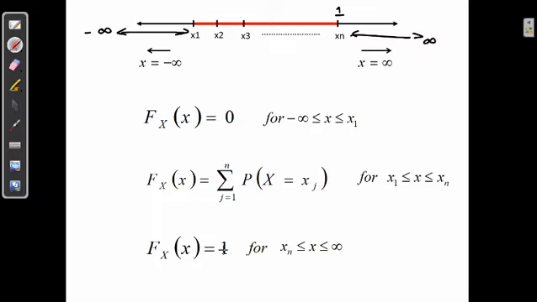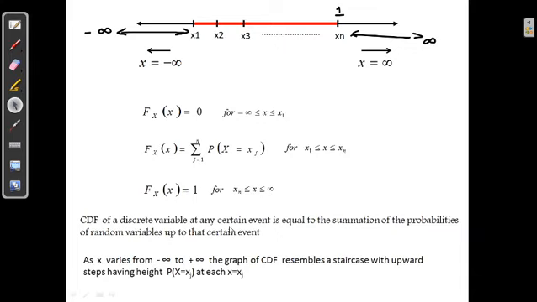Discrete CDF. Okay, so CDF for a discrete variable is given by this, and again it follows what? Staircase waveform. ಯಾವಾಗಲೂ ಏನಿರುತ್ತೆ? ಇನ್ಕ್ರೀಸ್ ಆಗ್ತಾನೆ ಹೋಗುತ್ತೆ, ಯಾವತ್ತೂ ಸಹ ಡಿಕ್ರೀಸ್ ಆಗಲ್ಲ. Okay, so as x varies from minus infinity to plus infinity, the graph of the CDF resembles what? A staircase with upward steps. Staircase ತರ ಕಾಣಿಸುತ್ತೆ.